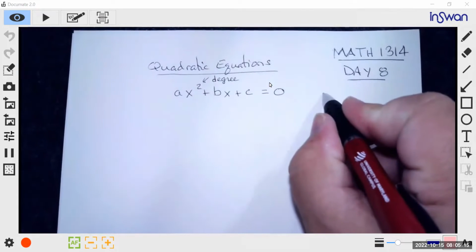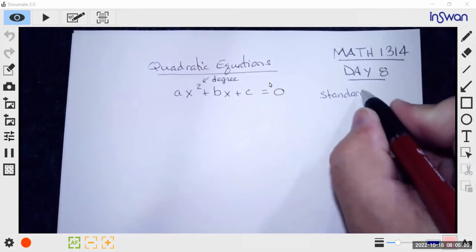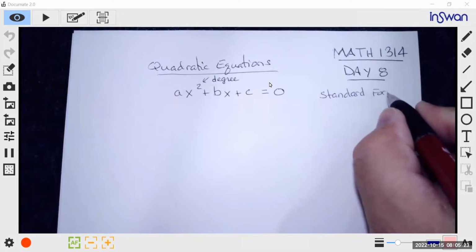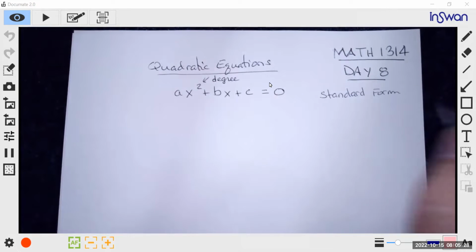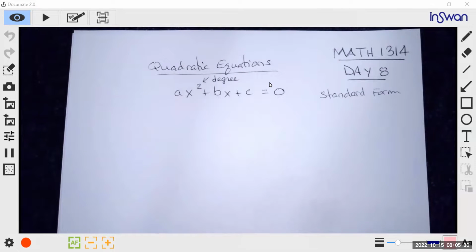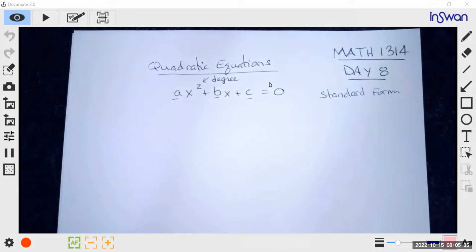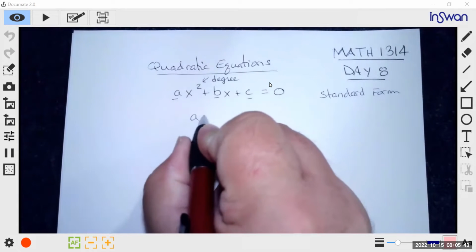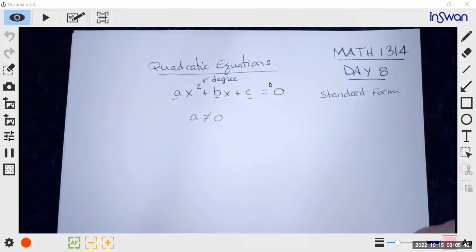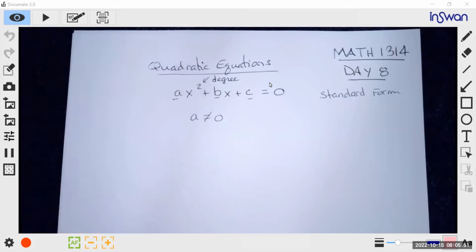All right, this is in standard form. Standard form of a quadratic equation. A, B, and C are integers. They could be positive, they could be negative, and they could be 0. All except for A. A cannot equal 0, because if A equals 0, then we have a linear equation, mx plus b.